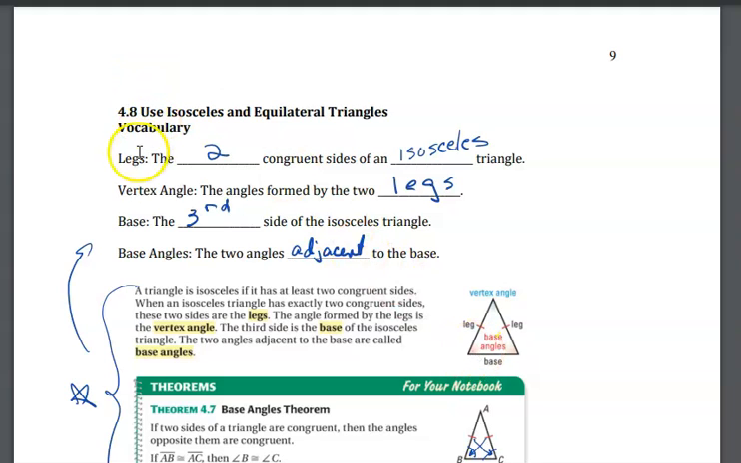Okay, so let's look at these notes. So legs are defined as the two congruent sides of an isosceles triangle, here and here. A vertex angle is the angle formed by the two legs, so it's formed up here. The third side of the isosceles triangle, which is here, is called the base. Base angles are the two angles adjacent to the base. Okay, base angles are adjacent to the base and they're across from the congruent legs. Okay, let's see what else this page has to offer us.